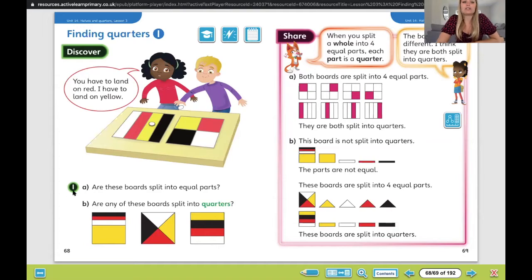So let's have a look at question 1A. Are these boards split into equal parts? How many parts are there on this board? 1, 2, 3, 4. Are the parts equal? Do they look the same? Yes, they do. And to help us, there's a picture here, and you can see that is the same as that, which is the same as that, which is the same as that. So there are 4 equal parts. So we can give that one a big tick.